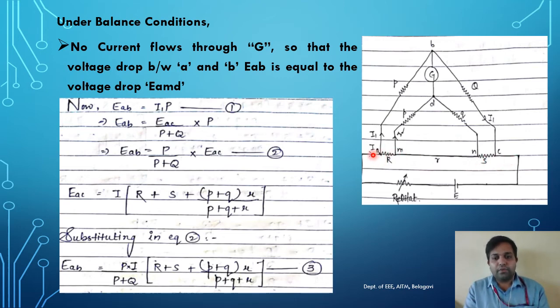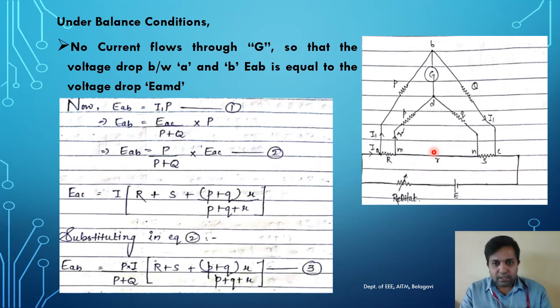So what is the flow of current through this point? Yeah, that is current I. So the total current I will be equal to the sum of the resistances. So I will be I into the unknown resistance R plus the standard resistance S plus these two resistances connected in parallel with this small resistance.